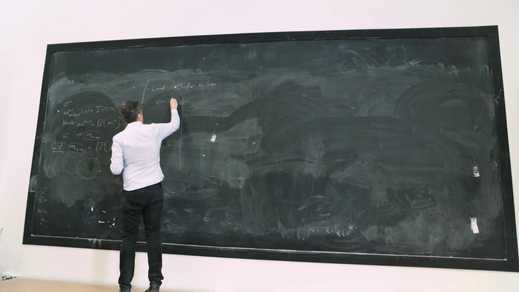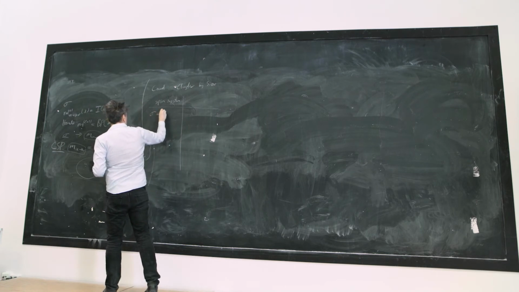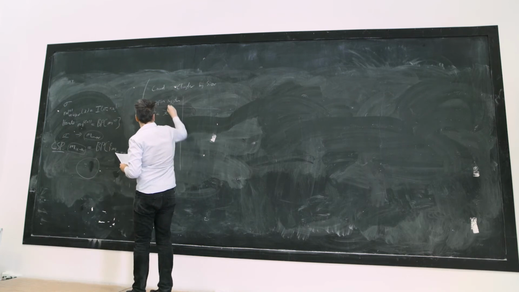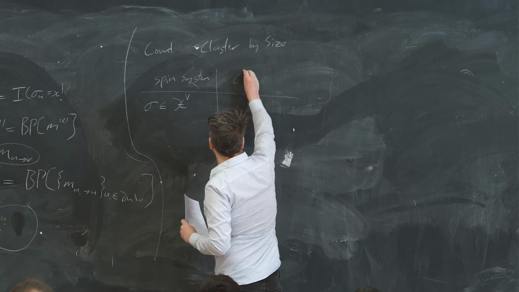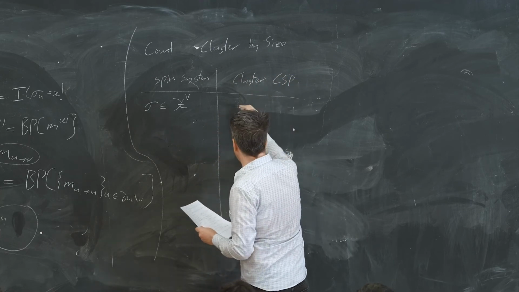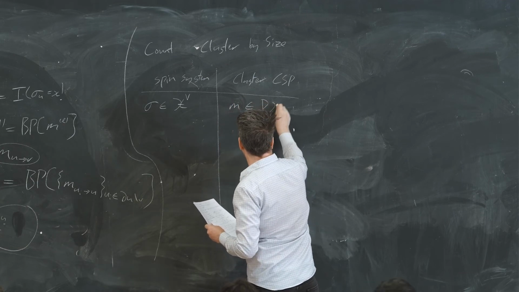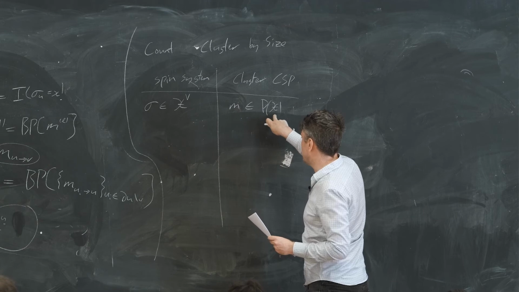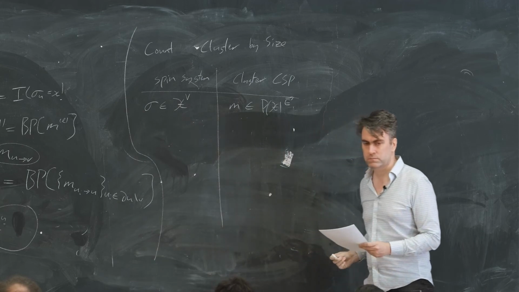So if we have a spin system, our configurations were assignments of things in our set of possible spins to each of the vertices. Now in our cluster CSP, our configurations are these sets of messages, and they live on each edge. The message is a probability distribution over X, and we have one of these for each directed edge in the graph. Okay.